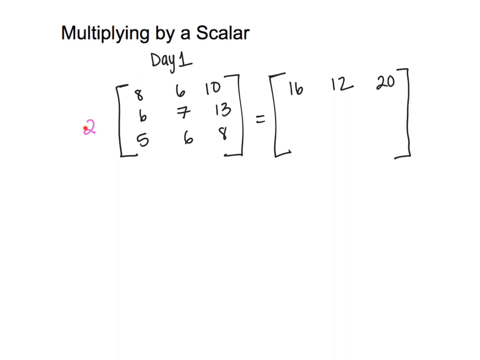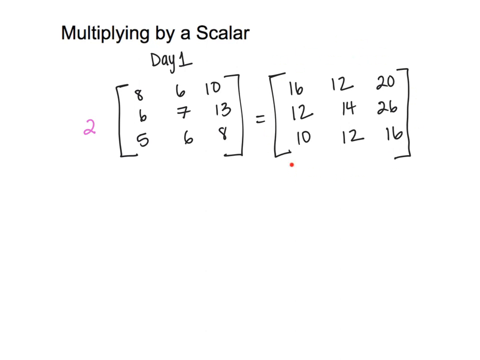Okay, on to the second row. 2 times 6 gives me 12. 2 times 7 gives me 14. 2 times 13 gives me 26. And the third row, 2 times 5 gives me 10. 2 times 6 gives me 12. And 2 times 8 gives me 16. Okay, and I have my new matrix.